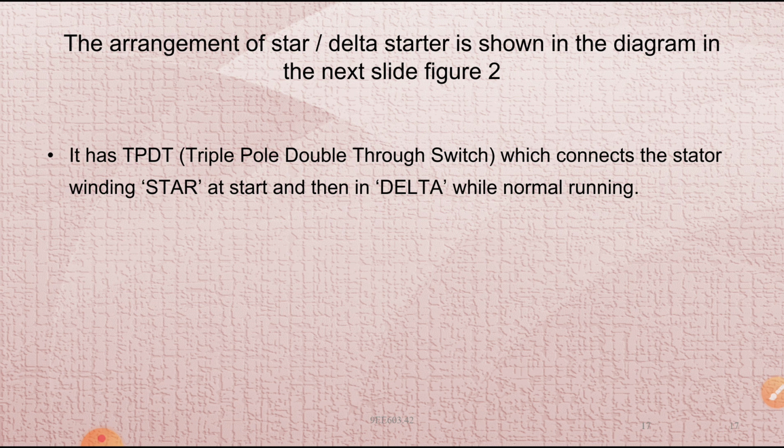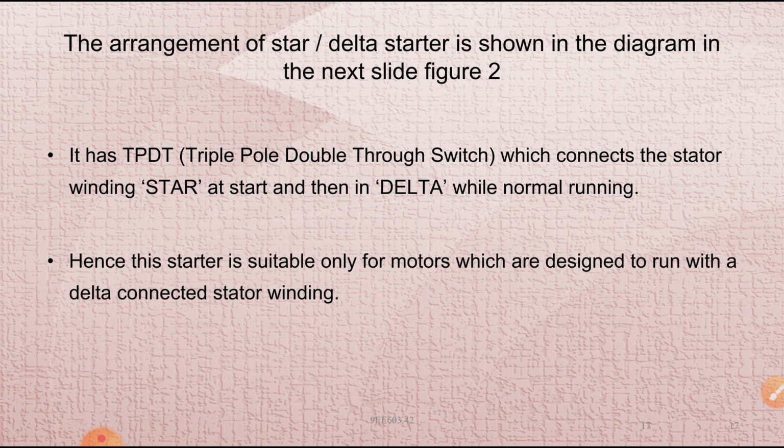It has a triple pole double throw switch which connects the stator winding in star at start and then in delta while in normal running condition. Hence, this starter is suitable only for motors which are designed to run with a delta connected stator winding.